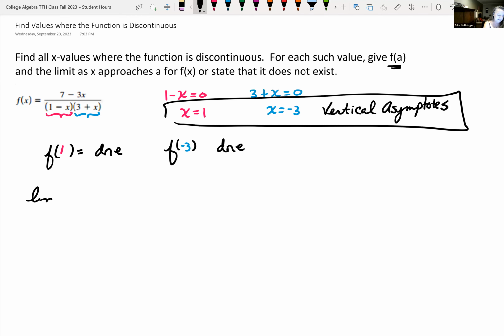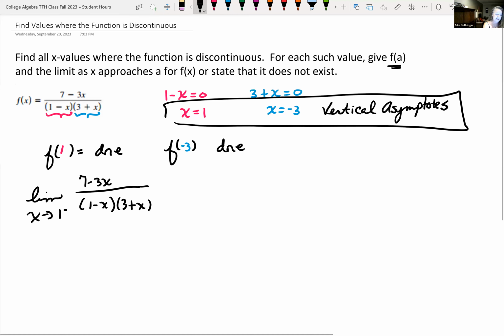If I'm looking at the limit, though, as x is approaching 1 of this f of x, 7 minus 3x, all over the quantity 1 minus x, all times 3 plus x, I know the limit doesn't exist, but sometimes we want to know, is that limit shooting off to positive infinity or negative infinity? So let's look at what's happening if we put in values. If we look at the limit coming in on the left-hand side.